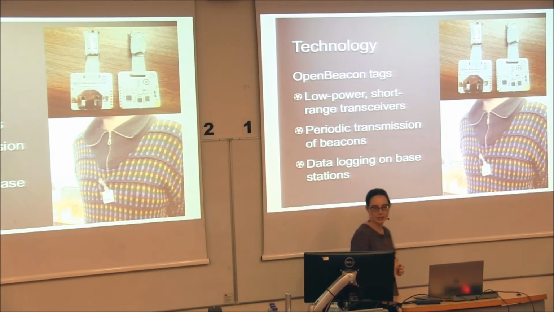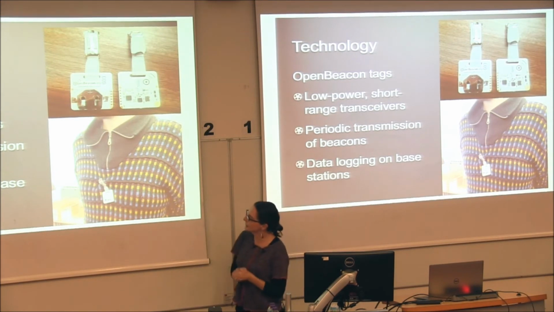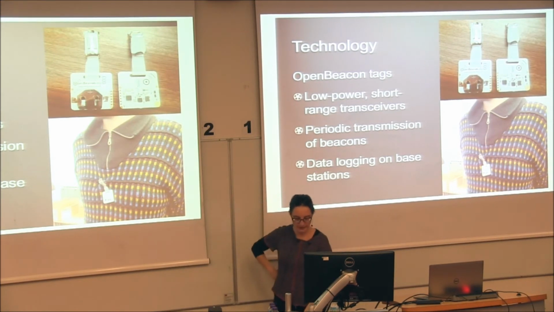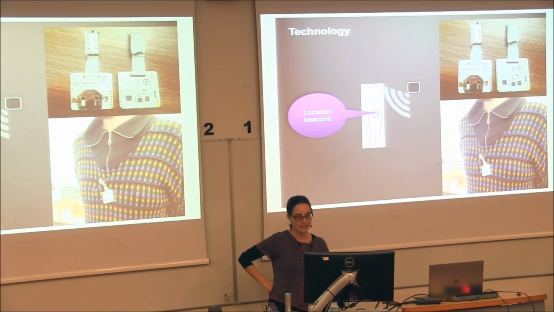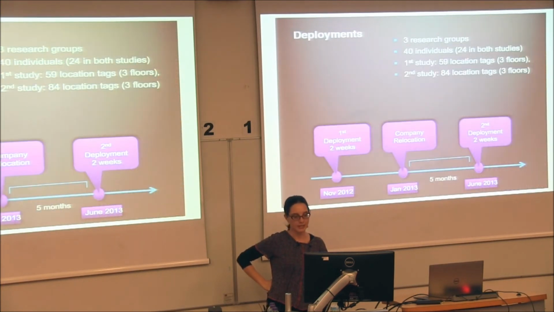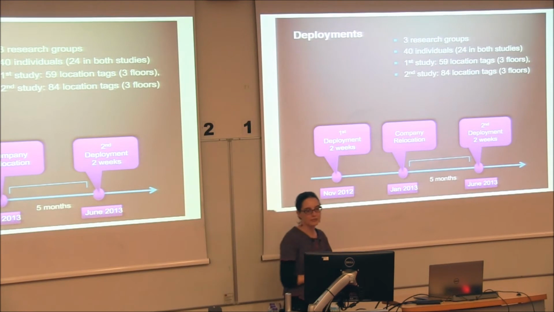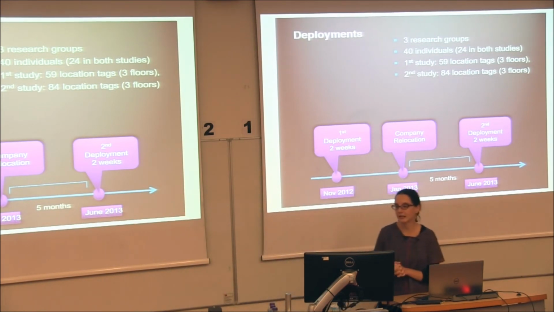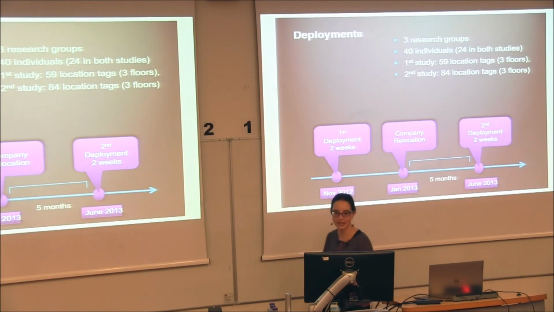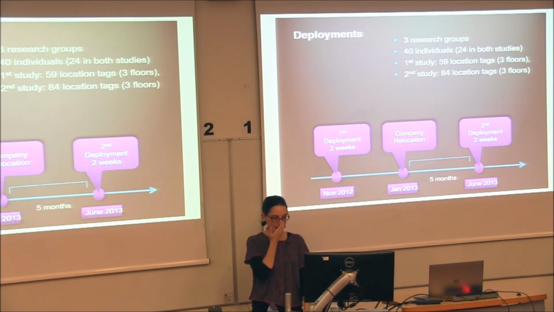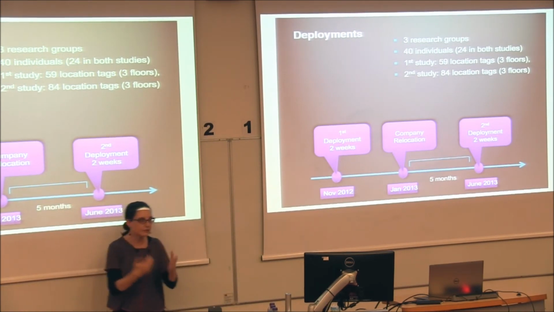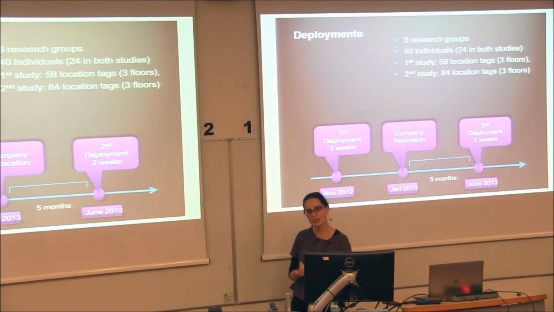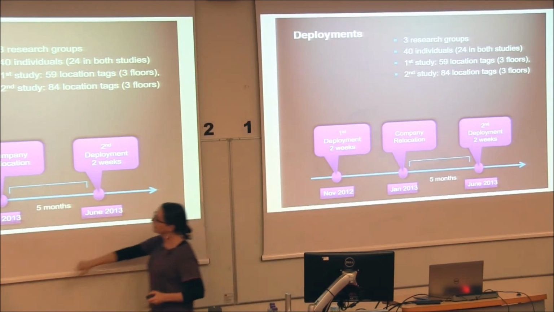We used technology that was already existing. It wasn't something we developed: open beacon tags. They are low power, with periodic recognition of beacons, and a base station logging the connections. So you could detect the interaction, report the encounter, and with location beacons we would know where these people were. We tagged about 3 research groups, 40 individuals, and about 59 location tags, and then 84 in the second study. We waited 5 months before doing the second study so that people could get used to the new environment. It was only 2 weeks, I note: 2 weeks here and 2 weeks there.